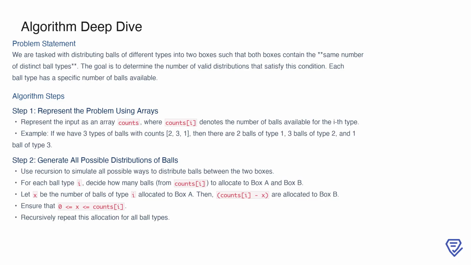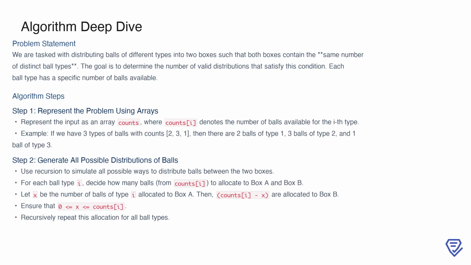The first step in our algorithm is to represent the input using an array called counts. Each element in this array represents the number of balls available for a specific type. For instance, if we have three types of balls and their counts are 2, 3, 1, it means there are 2 balls of type 1, 3 balls of type 2, and 1 ball of type 3.